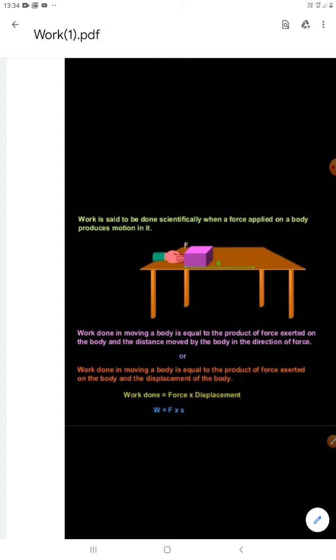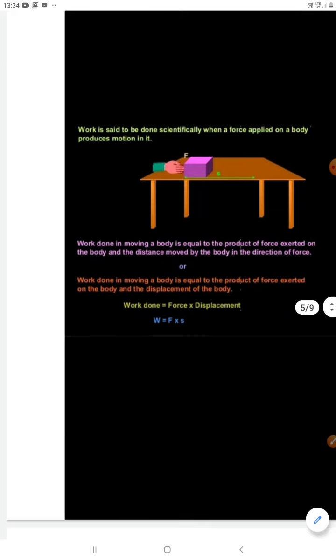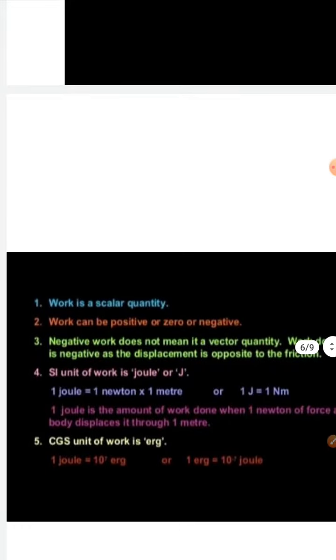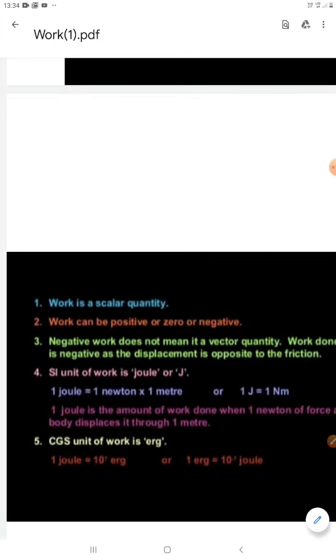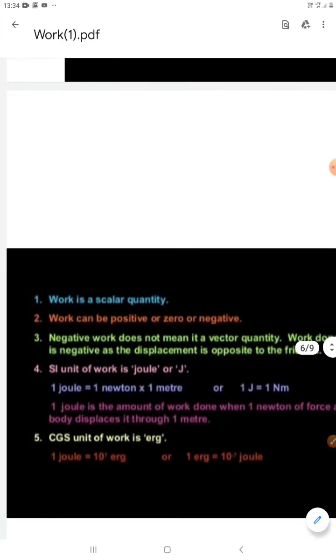Work equals force into displacement, and in this case, displacement should be in the direction of force. The SI unit of work is joule, and this is a scalar quantity. Now go through only this part today. Go to your NCERT book and try to understand about work. Thank you.